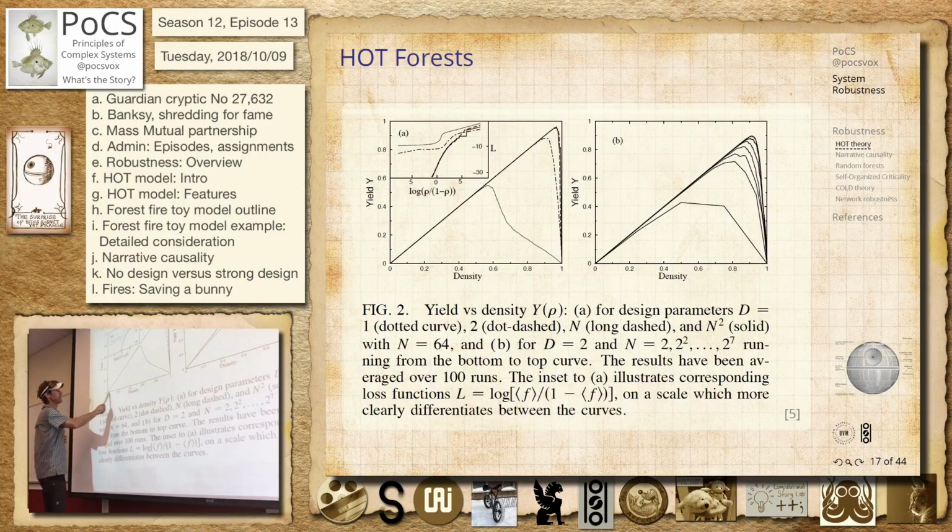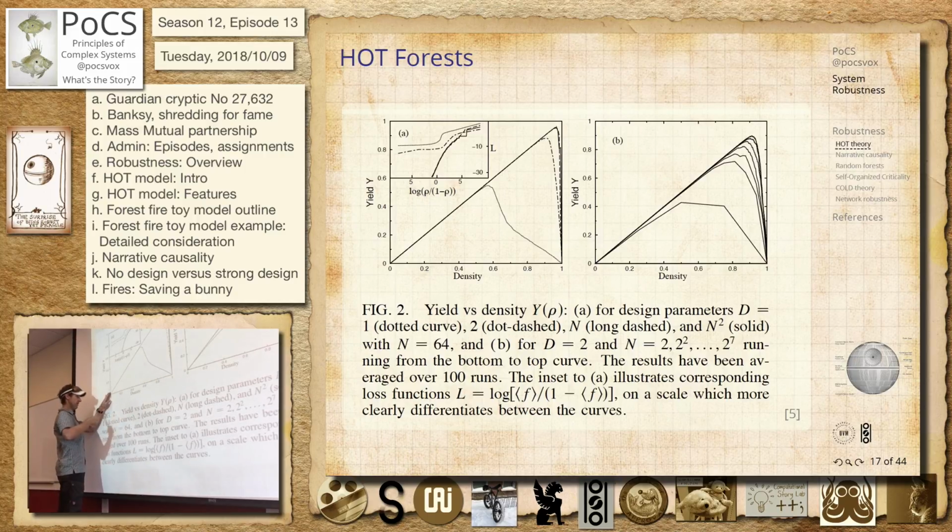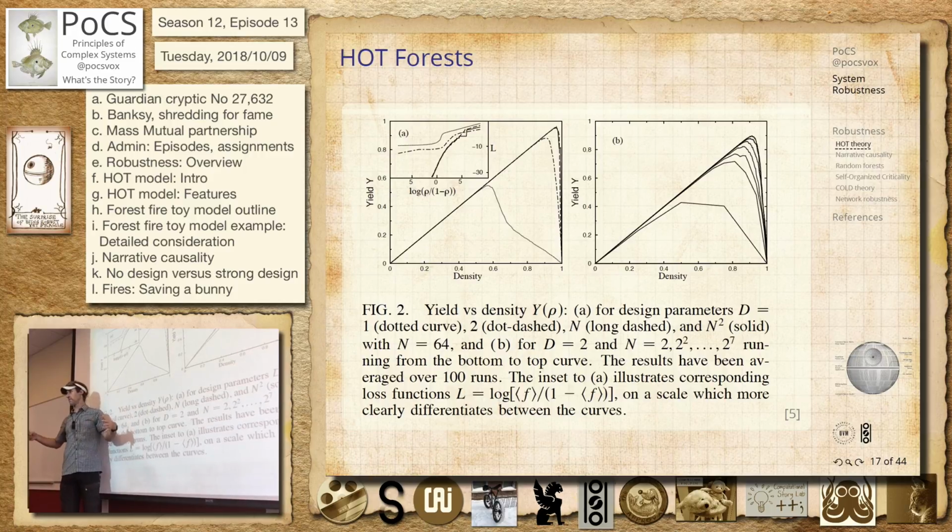So the idea is, let's take this dotted line here, which goes up like this. This is our randomly filled in one, the design D equals 1 case, right? So we're adding, and density is 1 here, so we're adding one at a time. We don't have any real way to test if it's better than anything else, so we just add them randomly. And then this is the percolation threshold.